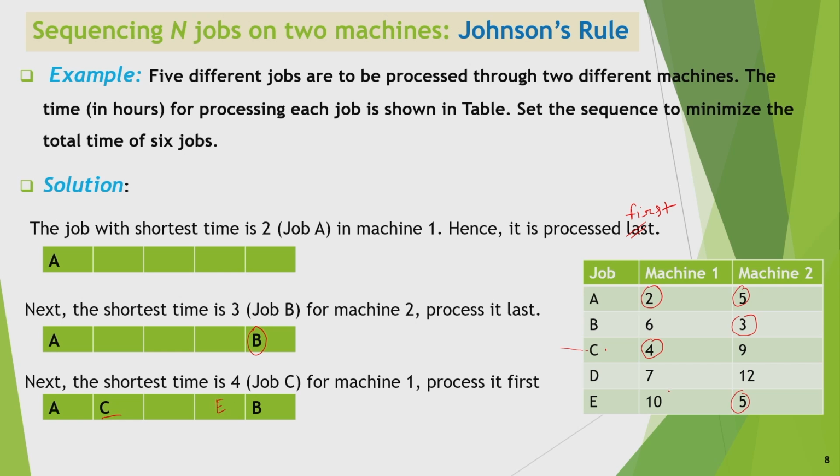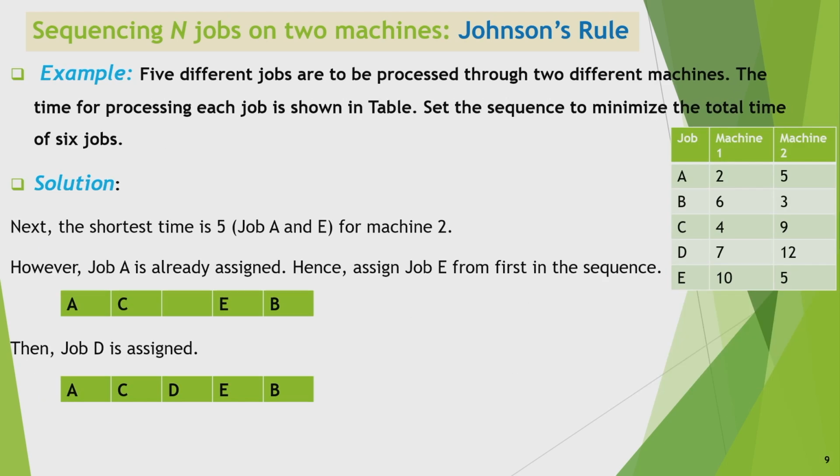Okay. In the remaining time, the shortest time is 7, it is here. So, therefore, it is in machine 1. So, therefore, come from the left hand side, and this is already. So, you get A, C, D, E, B. Okay. Let us see that 2 different jobs are to be processed.